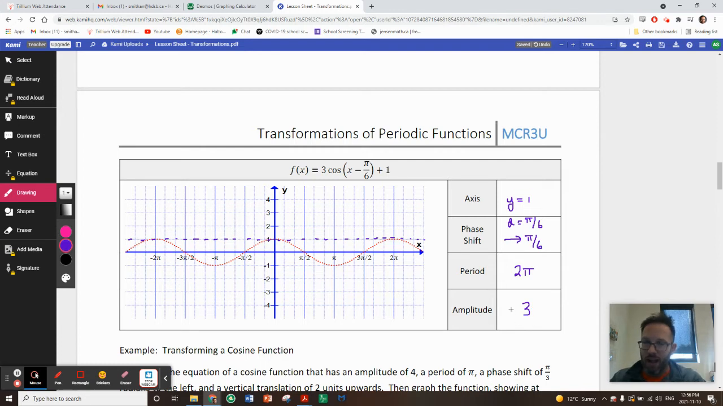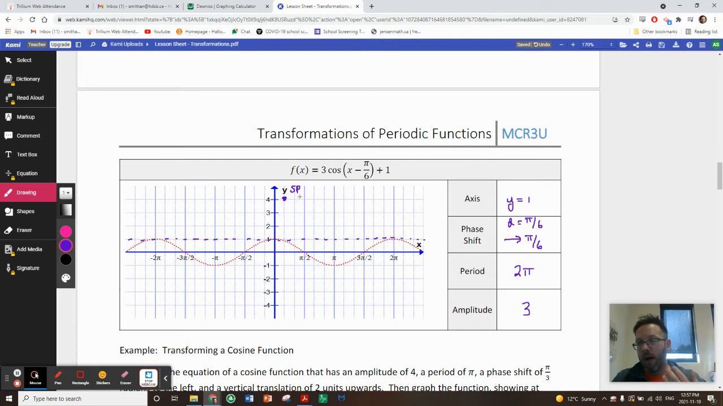But how do we sketch a cosine function? Normally the cosine function starts at a maximum. It starts at 0, 1. And so our cosine function is going to start at a maximum too, but not at 0. It's going to start at pi over 6, and it's going to start at a maximum, which is 3 units above the axis. This will be our starting point. So we've used the phase shift and the amplitude to determine where that first maximum is going to be. This is what we do for the cosine function.